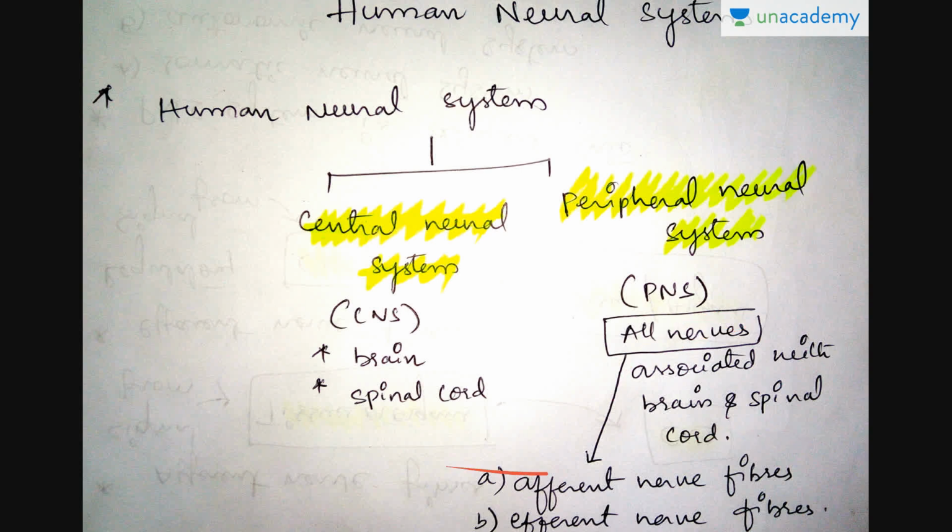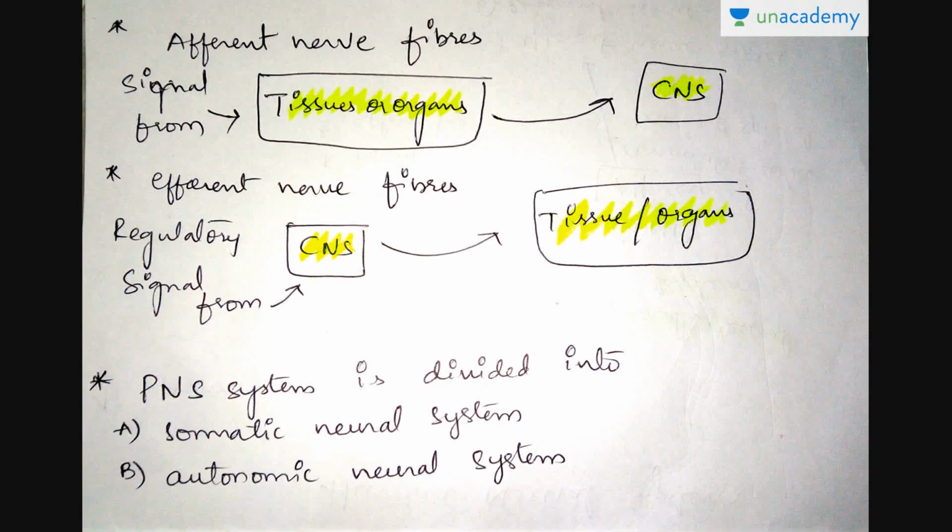There are two types of nerve fibers in the PNS. They are afferent nerve fibers and efferent nerve fibers. Let us see the functions of both. The afferent nerve fibers send signals from tissues or organs to the CNS, and the efferent nerve fibers help in relaying regulatory signals from the CNS or central nervous system to tissues or organs.